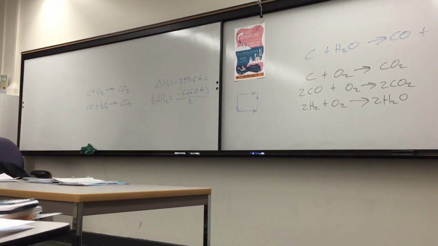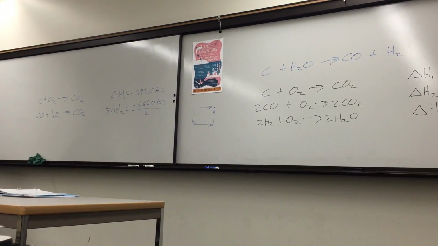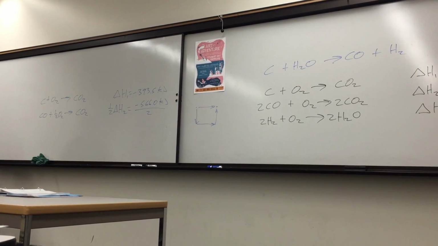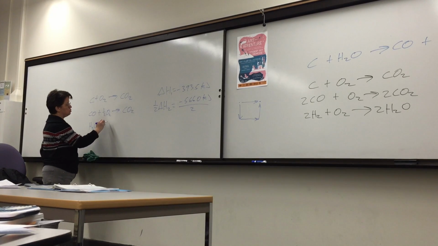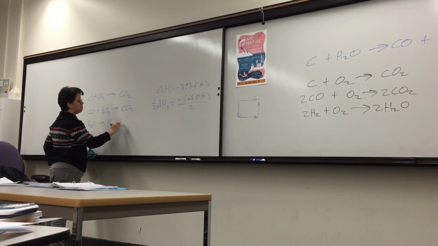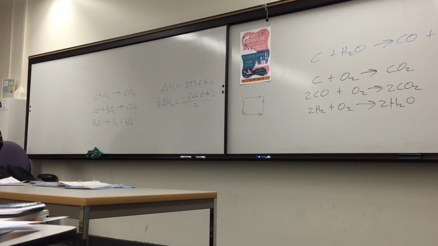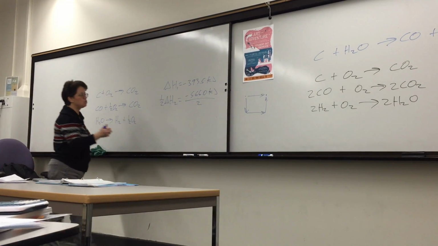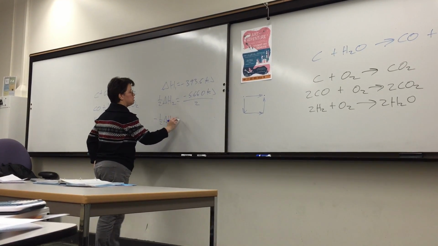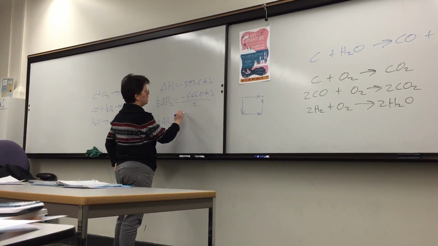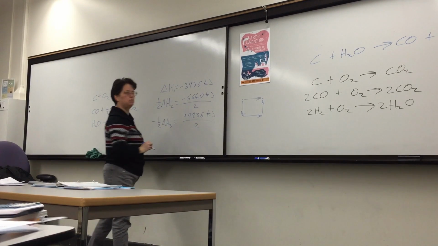How about the third equation? We want to flip that one. Do we want to divide or multiply or anything? Divide by 2. We need to flip it and divide, right? So we're going to have water goes to hydrogen plus 1/2 oxygen. Okay, so we flipped it around and divided by 2, right? So that means we're going to have negative 1/2 times our delta H3. So we have a positive 483.6 kilojoules now, divided by 2, right?